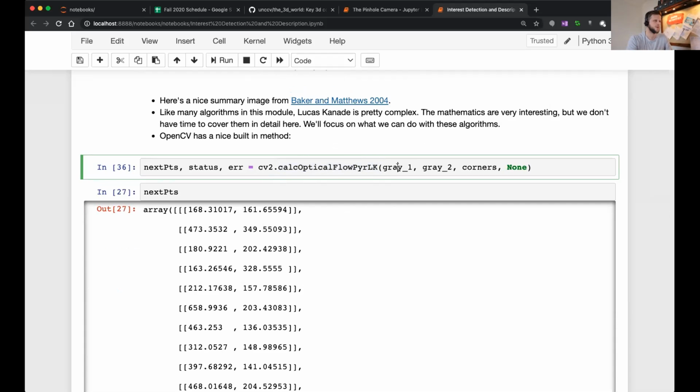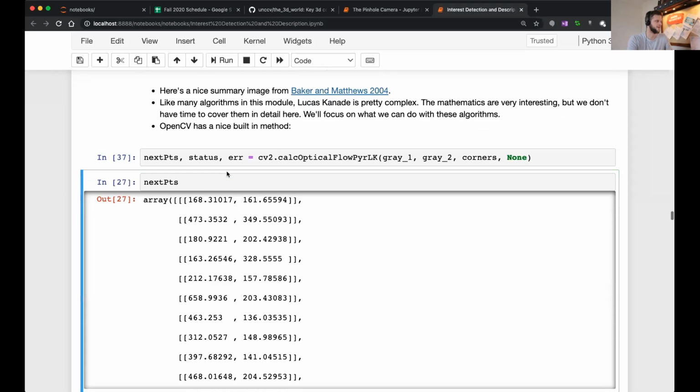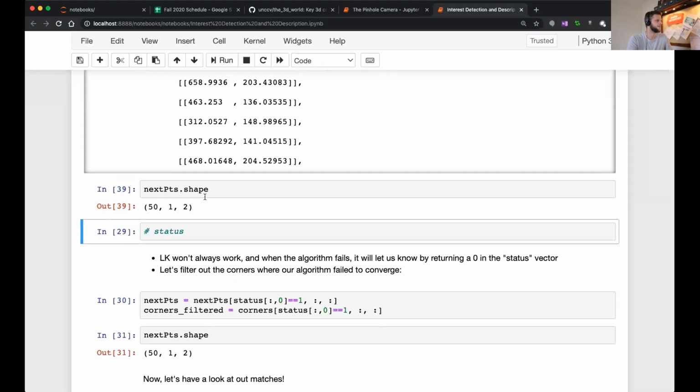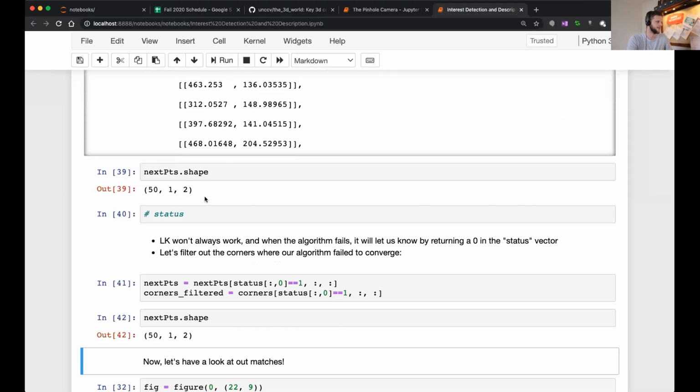Into this method, we pass our 2 images, gray 1, gray 2. We pass in the corners that we found from the first image when we did that corner analysis. And we get out the next set of points, which is the main thing we get out. So we get a next set of points. So I'd like to visualize those together. So let's have a look here.